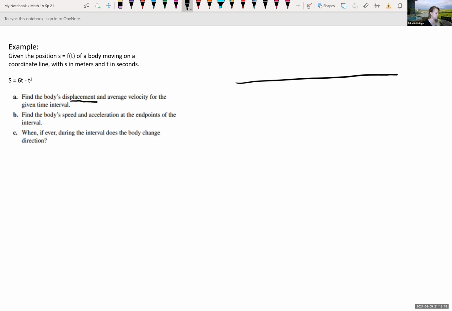Oops, I missed a piece in here that we need. It's given to us that our t value is between 0 and 6. So 0 is less than or equal to t, is less than or equal to 6. So we're ranging between 0 and 6 seconds. So given this position function, we want to find the body's displacement and the average velocity for the given time interval. Okay, so average velocity.